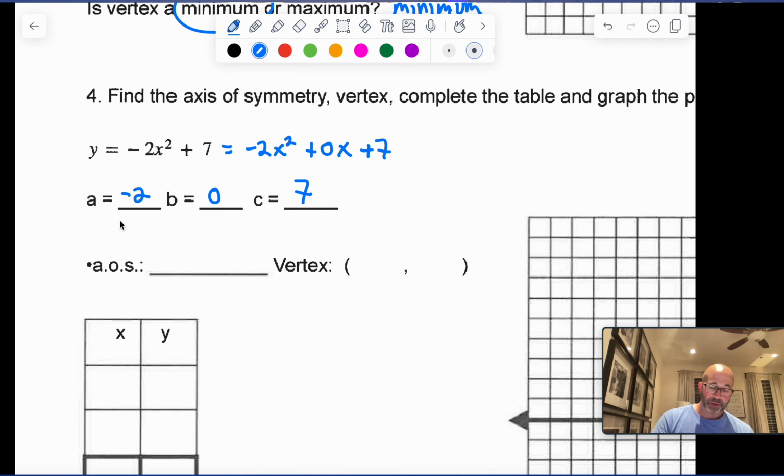Your axis of symmetry is going to be x equals negative 0 over 2 times A, which is negative 2. 0 divided by anything is just 0. So we get an axis of symmetry of x is equal to 0. My vertex, let's plug it in. We're going to have negative 2 times 0 squared plus 7, which means we're going to have 0 plus 7, or just 7. So my vertex will be at 0, 7.